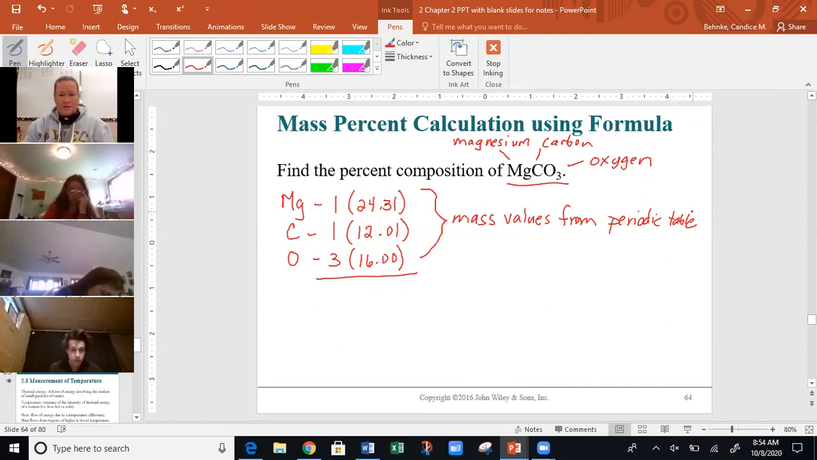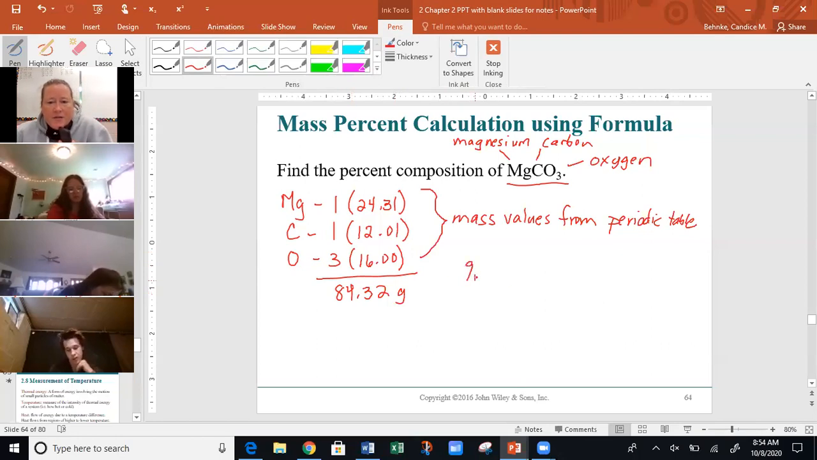24.31 plus 12.01 plus 3 times 16, which happens to be 48. That can't possibly be right, I got 600 as my number. 24.31 plus 12.01 plus 48. I get 84.32. And let's just call it grams.